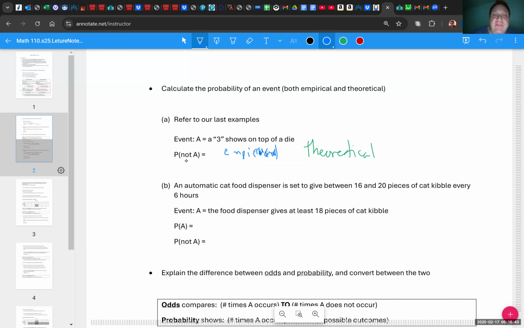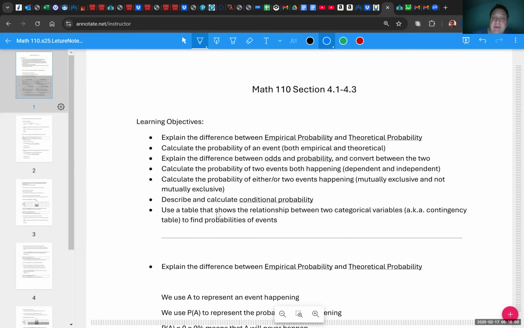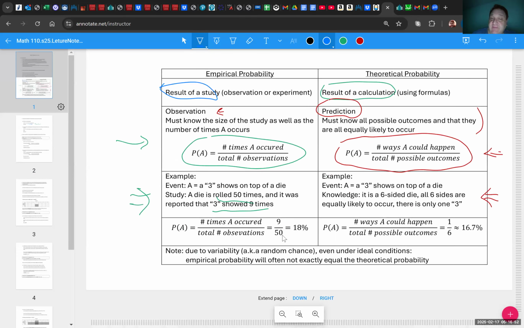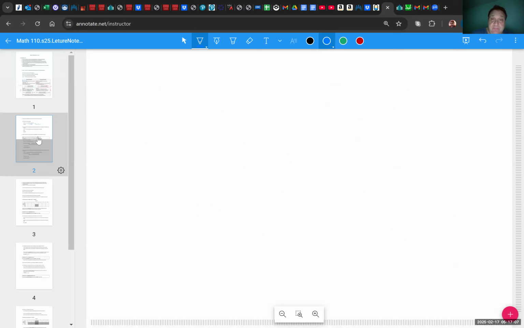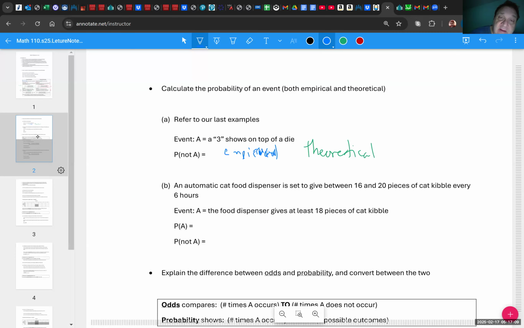We know that for A happening, empirical probability was, well, let's just double check. For empirical probability, the event was 9 out of 50 or 18%. So if it doesn't happen, well, it's got to be the other 41 out of 50 or the other part of 100%. So 18% was it happening.